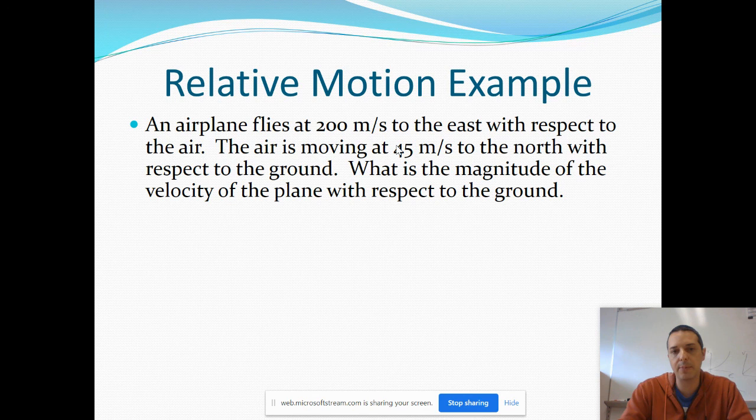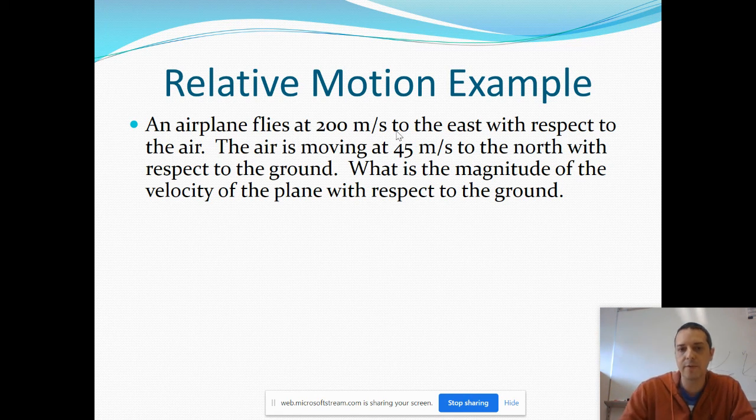In this example, we have an airplane that flies 200 meters per second to the east with respect to the air. So it's flying through the air at 200 meters per second. The air is moving 45 meters per second north with respect to the ground. So it's flying through the air. The air is moving relative to the ground. And what I want to know is how fast is the plane moving with respect to the ground.